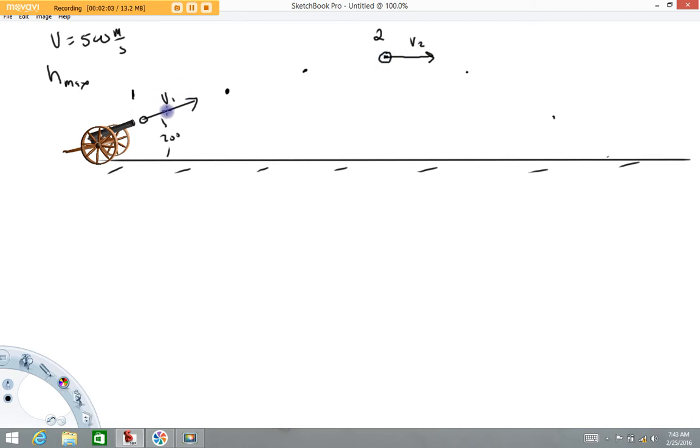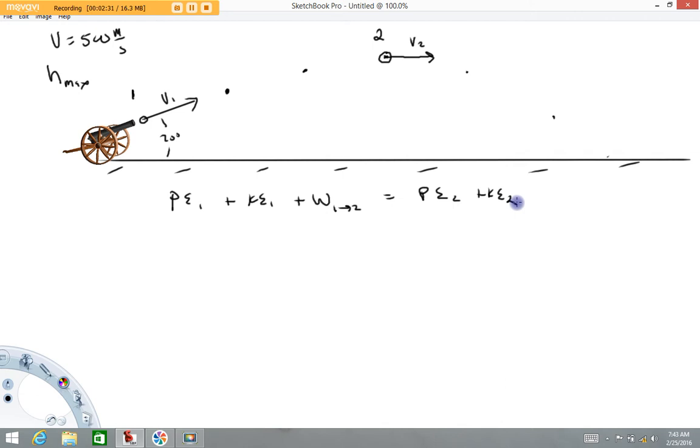Now, we know v1. v1 is 500 meters per second. What we don't know in this problem is v2. This guy here is not going to be 500 meters per second. I'll talk a little bit later about how we're going to deal with that. So we've drawn our picture, labeled our points 1 and 2. Then we write out the work energy theorem: PE1 plus KE1 plus work from 1 to 2 equals PE2 plus KE2.